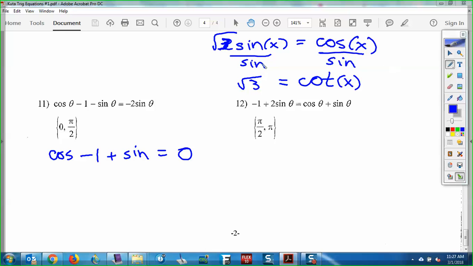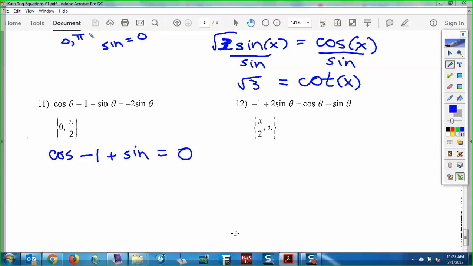Now, you did lose some solutions. You lost the solution where sine is 0. Well, that would be at 0 and pi. So you have to be aware that you may have lost a solution. But in these kinds of problems, it's not going to matter. It's not going to be a solution to the original. If you put 0 in here, sine of 0 is 0, cosine of 0 is 1, those two sides aren't equal. You put a pi in there, it's not going to work.